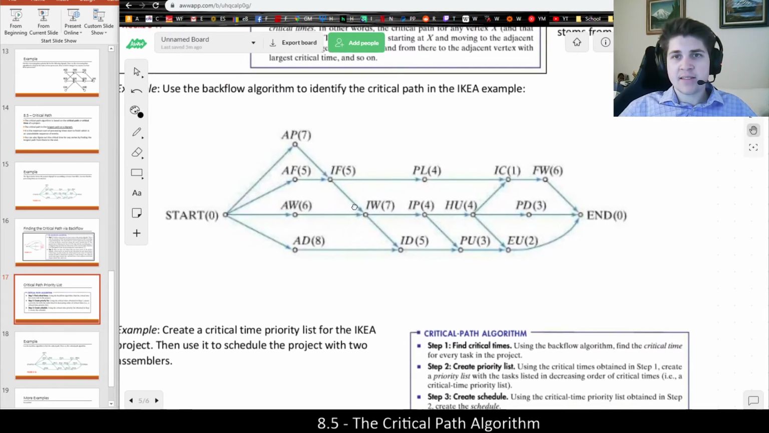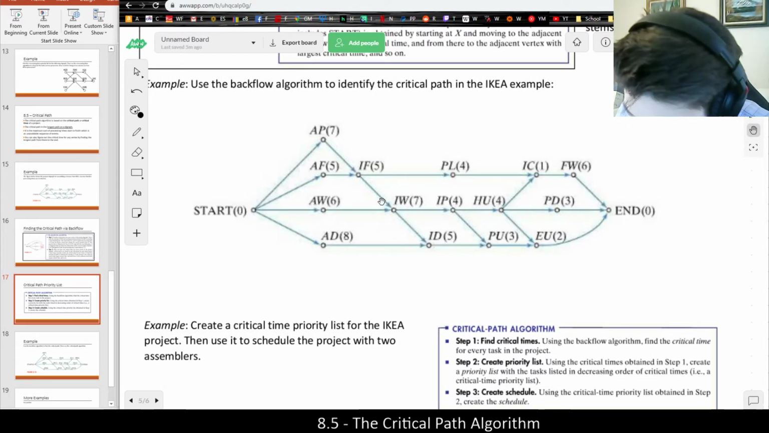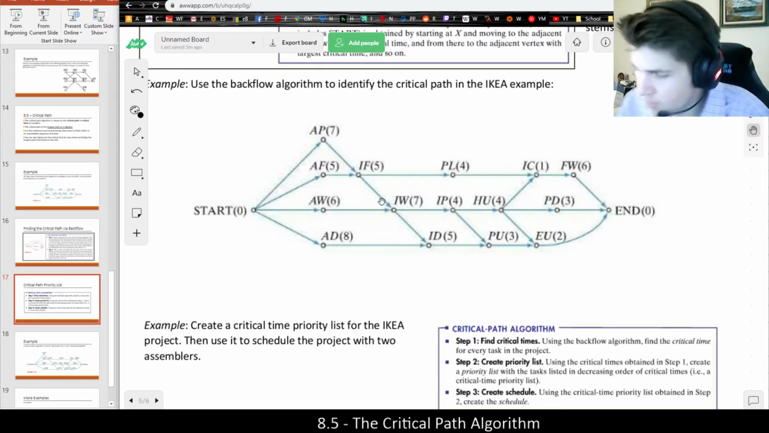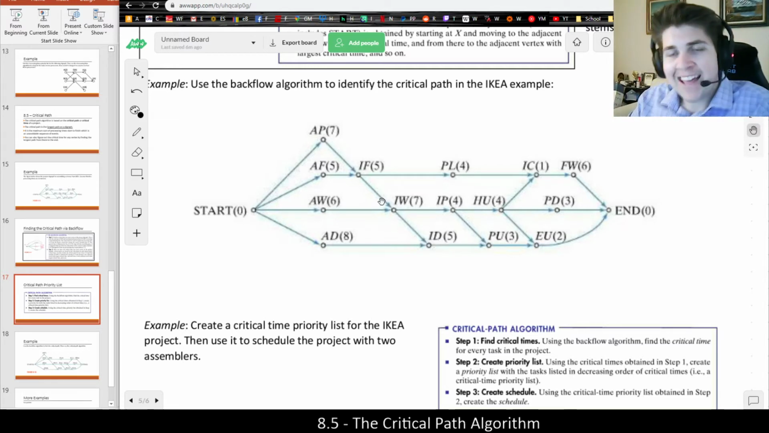So in this case, let's try to find all the critical times of this project, and we're going to put them all in brackets instead, because I already have all the processing times in parentheses, which is something you won't always need to be given. But just as a reminder, we're going to start at the end and work our way back.